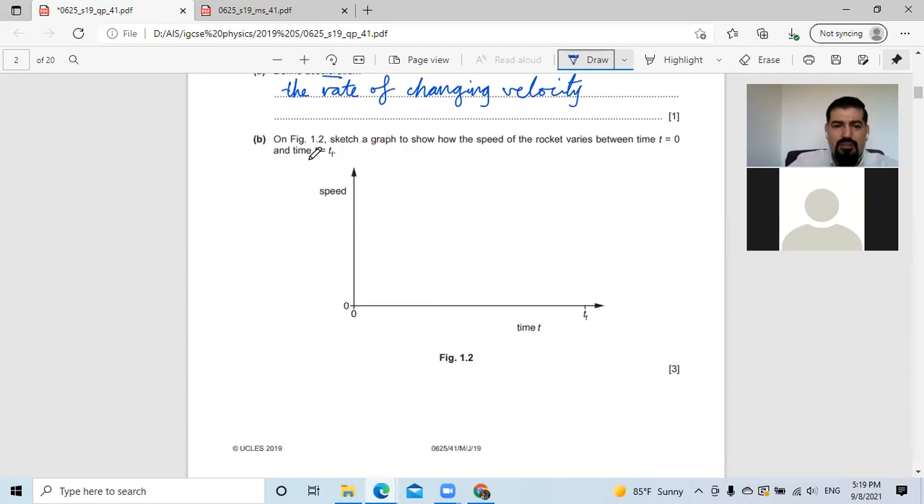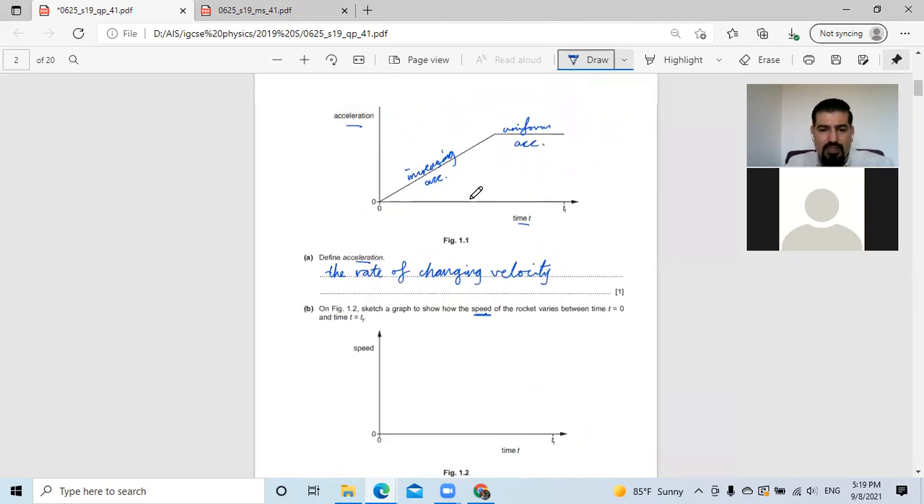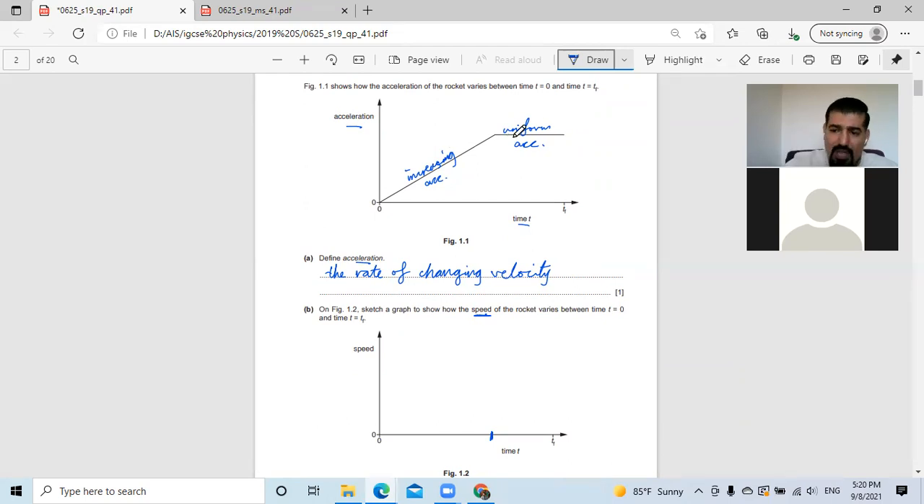Now, on this figure, we need to sketch the graph that shows how the speed varies with time. Look here at this graph. We need to compare between this and this. At this moment there's a change. Here there was increasing acceleration, which means the acceleration wasn't constant, then it becomes uniform acceleration. If I want to draw the speed-time graph, how will it look? Increasing speed with increasing rate, because the acceleration increases.